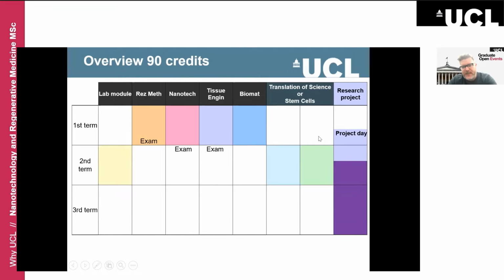We try to get you engaged with your research project halfway through the first term. So we have a project day around November time where the supervisors will present their projects, and you get a research project booklet where you can choose your project. Then we want you to get engaged in your project as soon as possible, but we understand you have exams and taught materials. So there's an engagement period before you're full-time on your project.